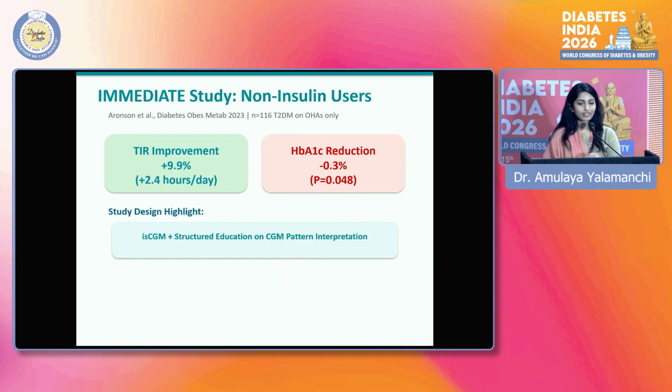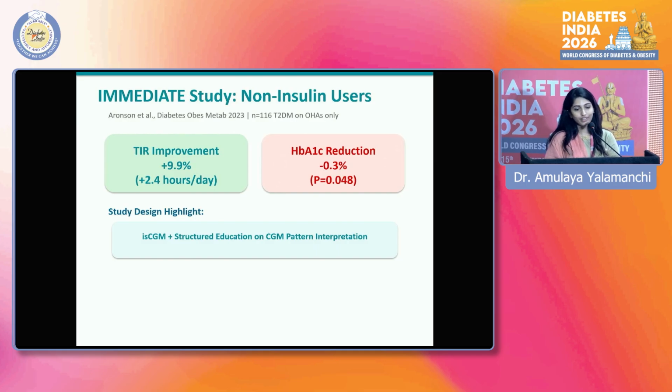This IMMEDIATE study was done in non-insulin users, only type 2 diabetes on OHAs. Still, there is a significant reduction of HbA1c of 0.3% with CGM, and time in range improved by 9.9%. That translates to almost 2.5 hours per day.